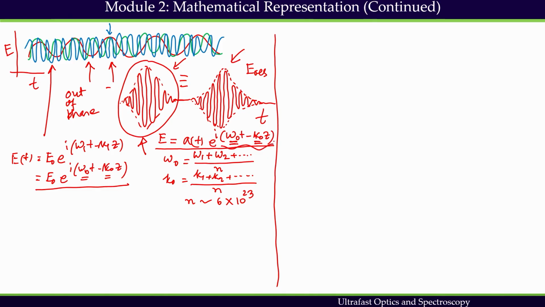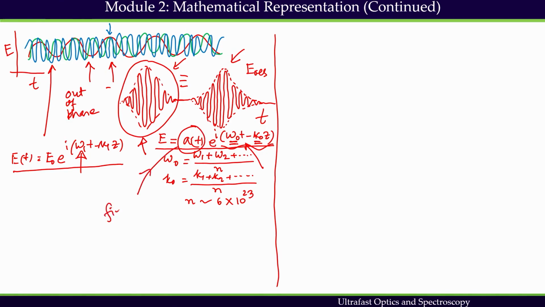When we write omega naught and k naught for a pulse, we should remember that their meaning is different from omega 1 and k1 for a plane wave. In the pulse, they represent the average values, and in the plane wave, they represent its characteristic frequency and wave vector. So generally, to avoid this confusion, we do not use omega naught and k naught for a plane wave. We use omega 1 and k1 to represent a plane wave. A plane wave has a single frequency component, and a pulse actually has multiple frequency components.